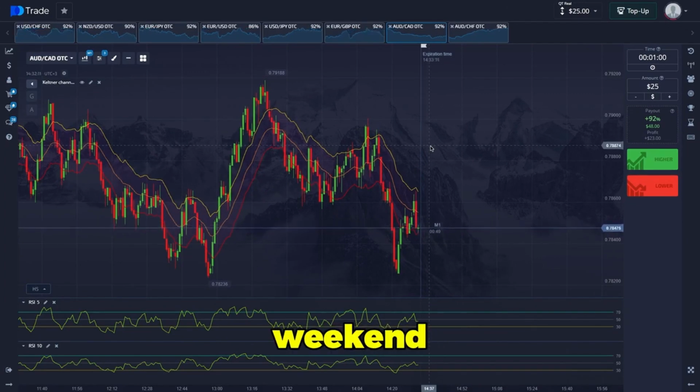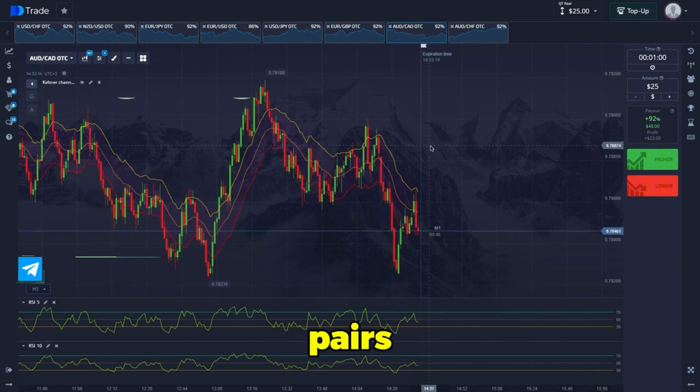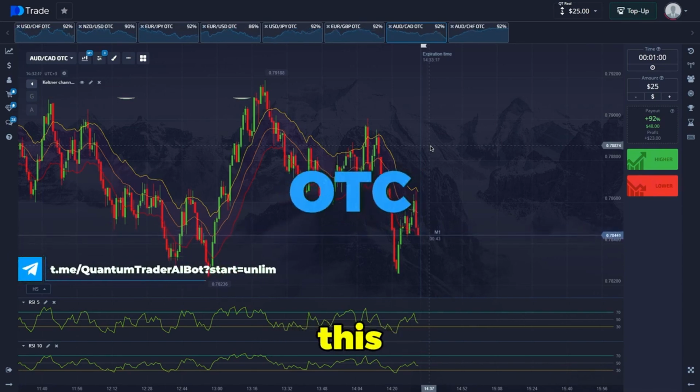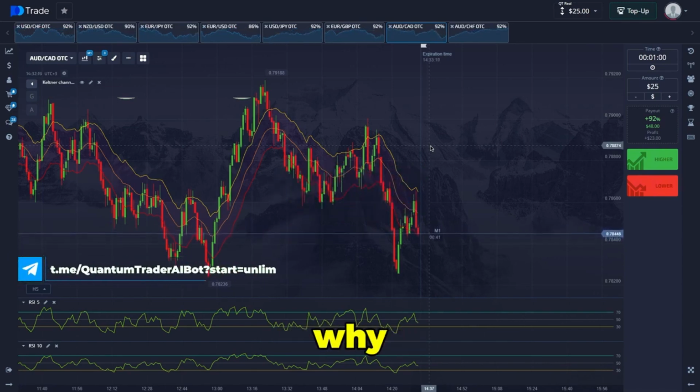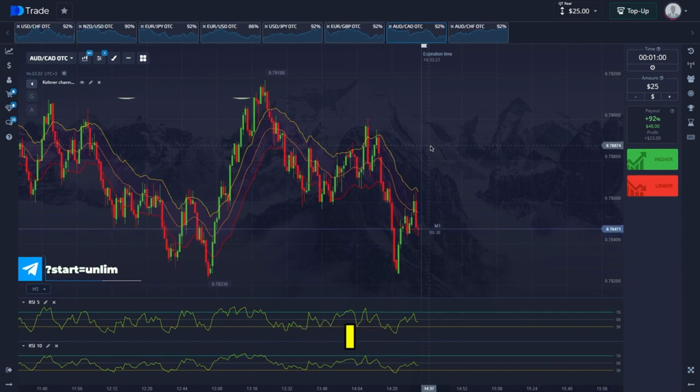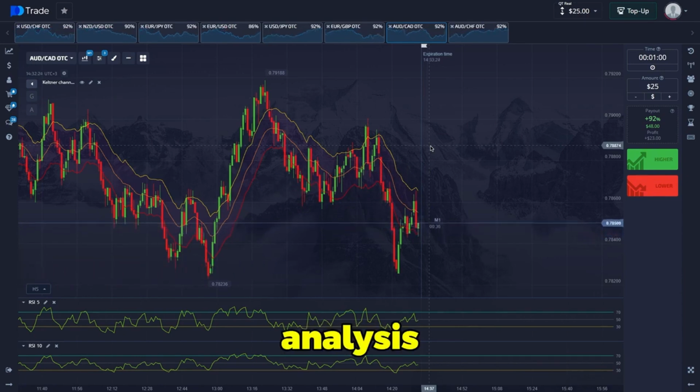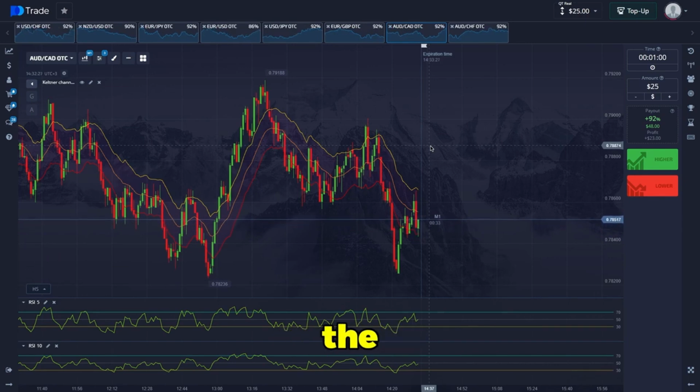Today is our weekend, and therefore we have all currency pairs. They have OTC status, and this means excellent interest on payments. Why not trade? Right now, I have done a full analysis of currency pair. In general, the dynamics of price movement on the charts today is favorable, so you can trade.